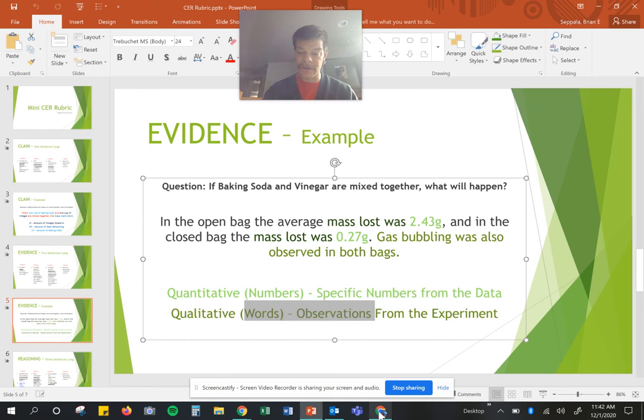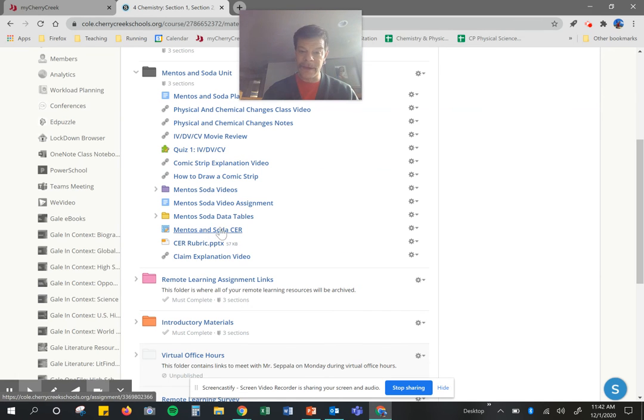So you're going to put this in your Mentos and Soda CER under evidence. A reminder, evidence is 2 sentences long. It is data and observations that back up what you said in the claim. It must match. It must be from your experiment. It must be specific. It must be detailed. And it must be only 2 sentences long.